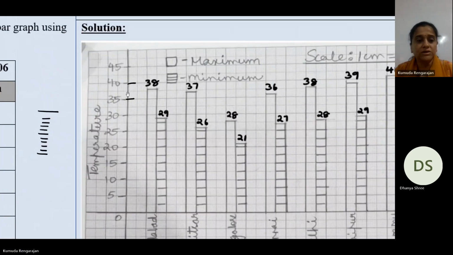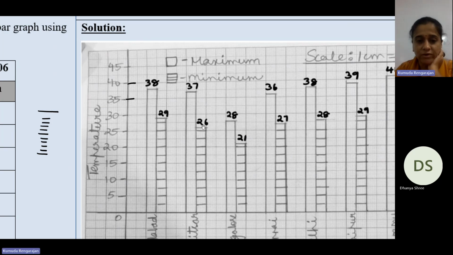See here? This is 30, and this is 37.5, because what comes between 35 and 40? 37.5, right? So this one is 37.5, the next one is 38. The next line above it is 38.